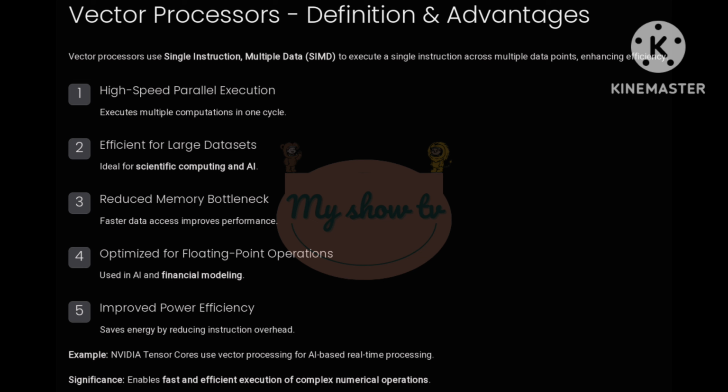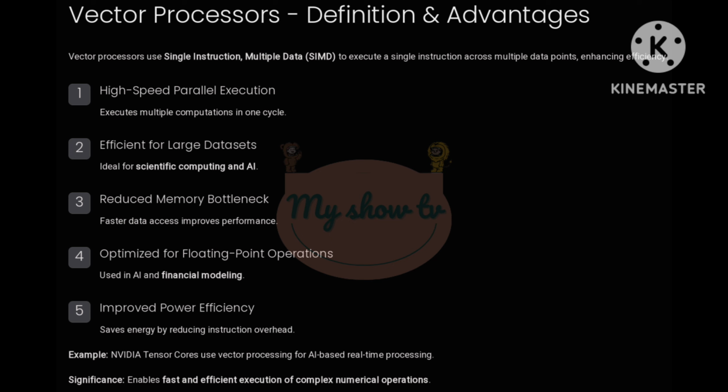Slide 7. Vector processors definition and advantages. In high-performance computing, vector processors play a crucial role in speeding up numerical computations. Unlike traditional processors that execute one instruction per data point, vector processors use single instruction, multiple data, SIMD, which allows one instruction to process multiple data points simultaneously. This is particularly useful in scientific computing, artificial intelligence, AI, and financial modeling, where large amounts of numerical data need to be processed quickly. Breaking down the advantages.